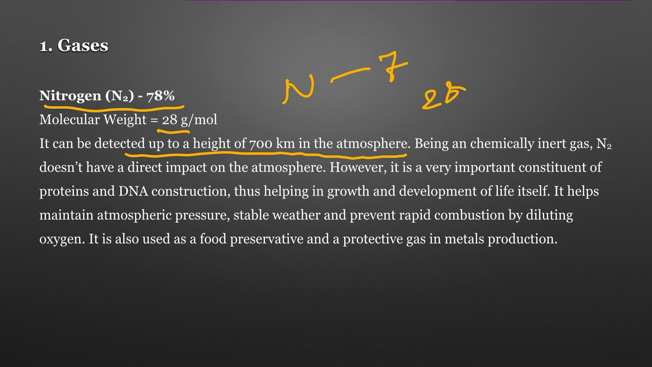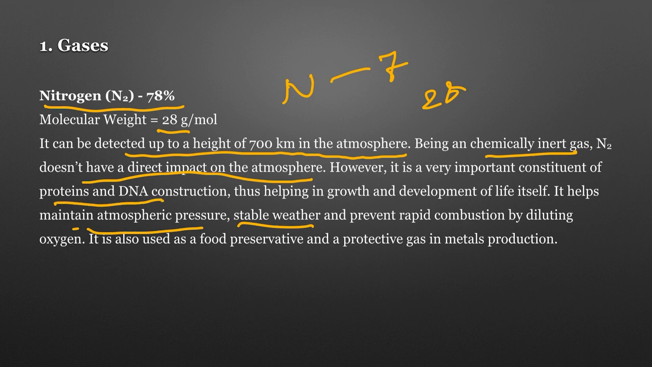It is a chemically inert gas. It means it is not very reactive. It doesn't react so well with other elements. So it is a chemically inert gas, and it doesn't have any direct impact on our atmosphere, but it helps maintain stable weather and maintain atmospheric pressure. It also helps in construction of protein and DNA, thus very essential for the growth and development of life itself.